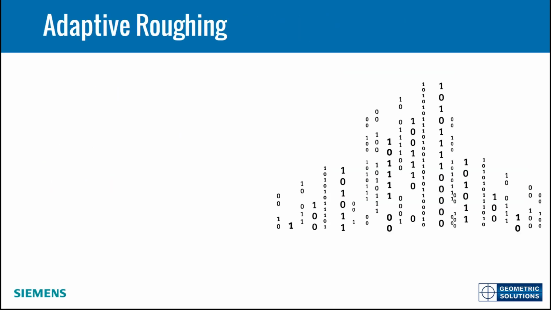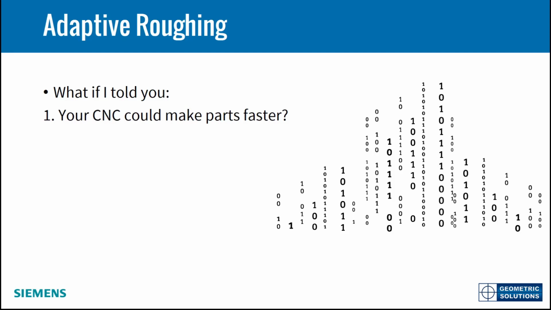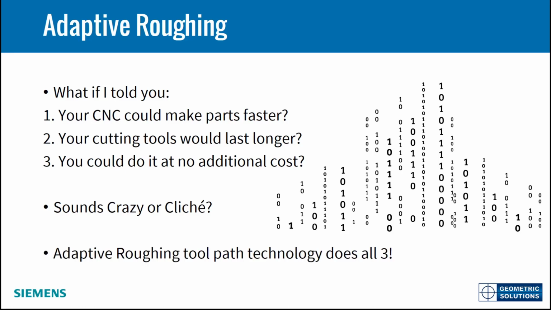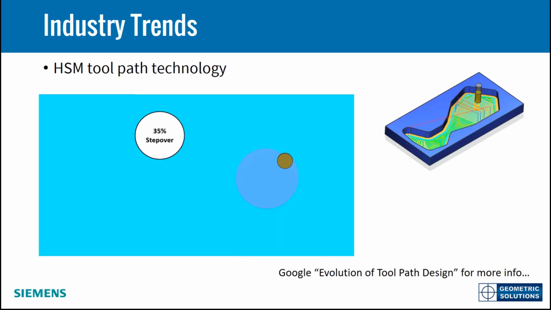So let's talk about adaptive roughing. Now what if I told you that you could CNC parts much faster and your cutting tools would last longer and you could do it at no additional cost? So it's faster, it's better, cheaper. Now what are you thinking? Okay, this is crazy or it's either cliche. But actually, adaptive roughing does all 3. Let's see an example of this.